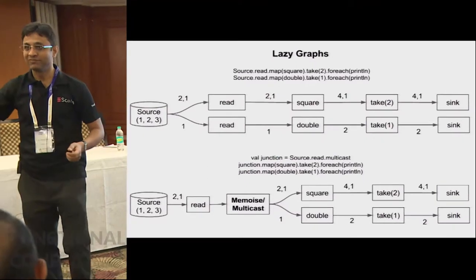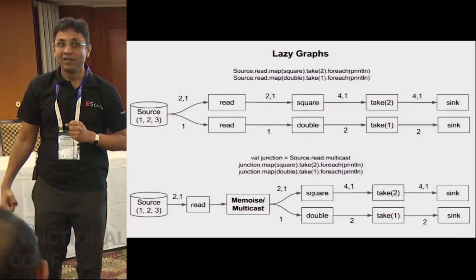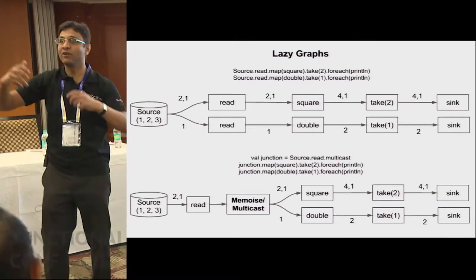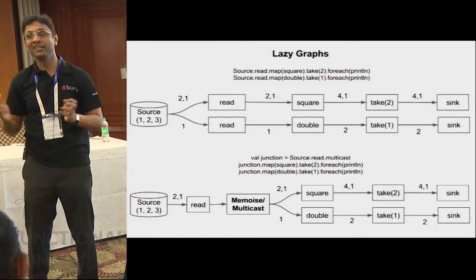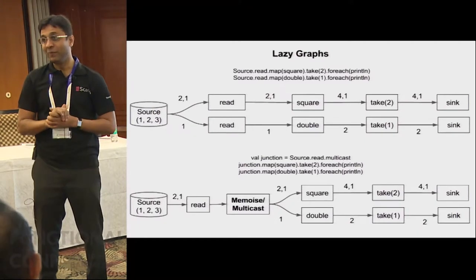You say .cache at that junction, and then information at that junction will be cached. Well, how to cache? This is called memoization. How to memoize? There are many different possibilities. You can be very smart there. We'll see very, very briefly. But you'll have to memoize.